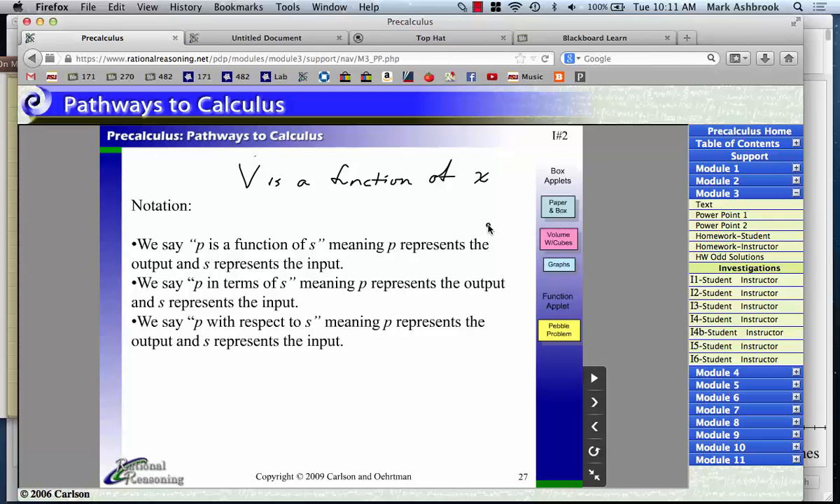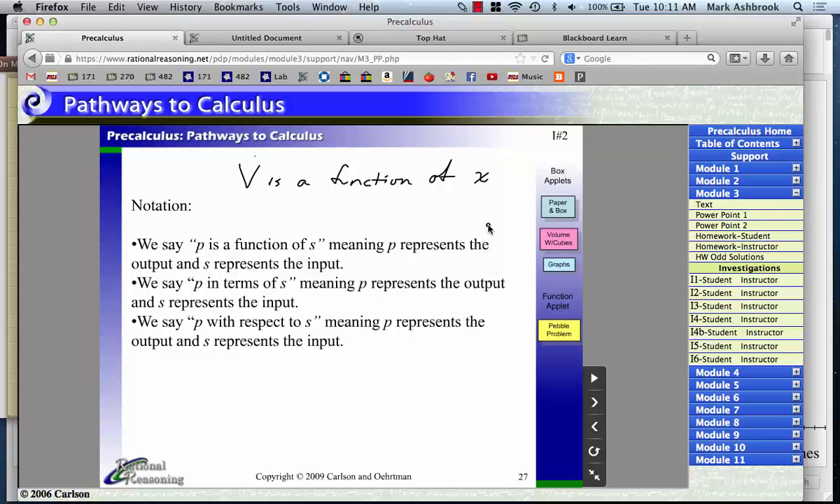Because it's like when you say in everyday language, when you say "is a function of," you're saying "is dependent on" or "comes from," right? So the volume is dependent on or comes from whatever we choose the side length. So this should make sense that output is a function of input. Output depends on or results from input, right?